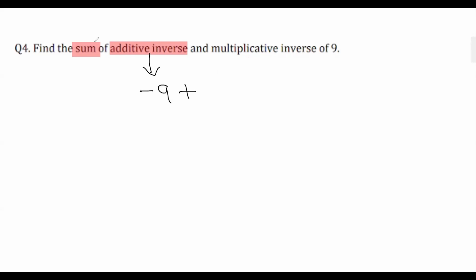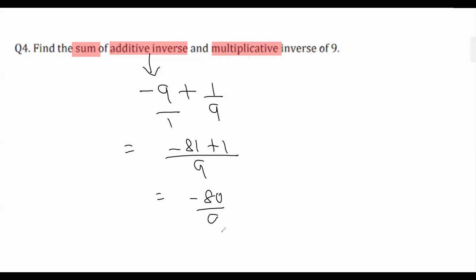Now I'll put a plus sign, as we have to get this sum. And what is the multiplicative inverse of a number? It is the reciprocal of a number. So the multiplicative inverse of 9 is 1 over 9. Now for simplification, you'll take the LCM here. 9 is the LCM. 9 times 9 is 81, minus 81 plus 1. Now this is how much? Minus 80 over 9. So I'll say that this is the required answer.